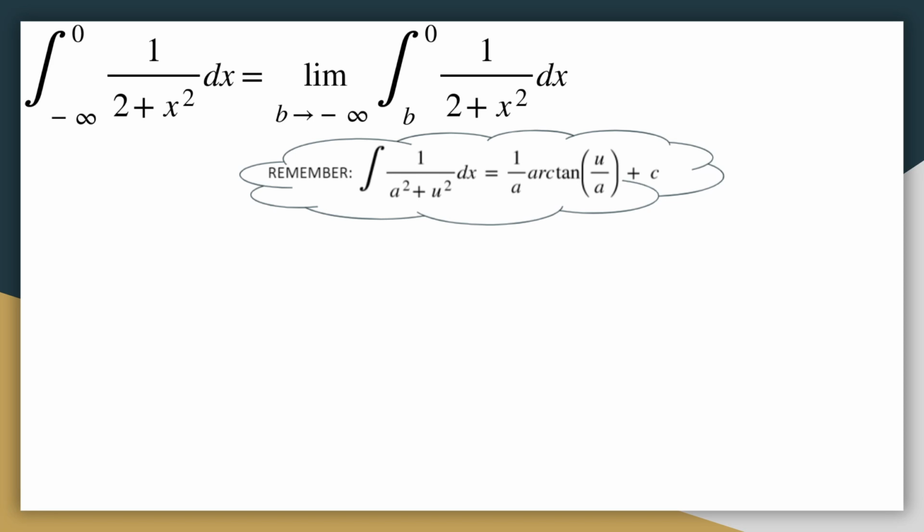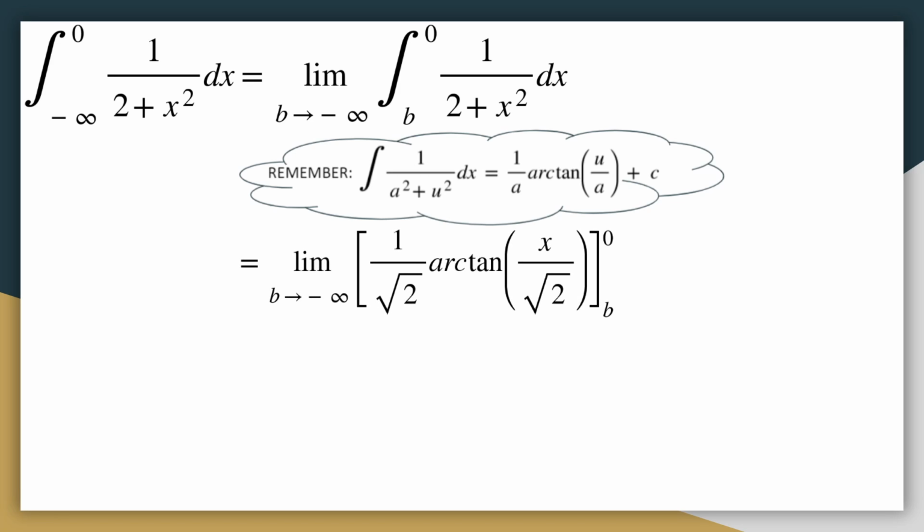Notice that the denominator of the integrand is a squared plus u squared, which results in denominators of a without the square on the right. So you must be careful when taking the integral.